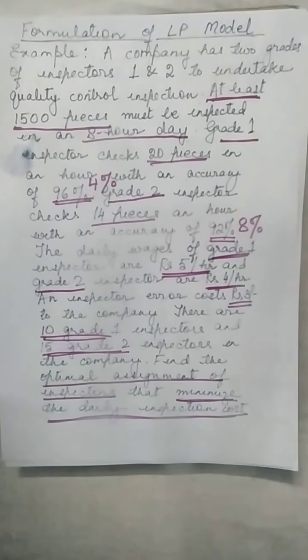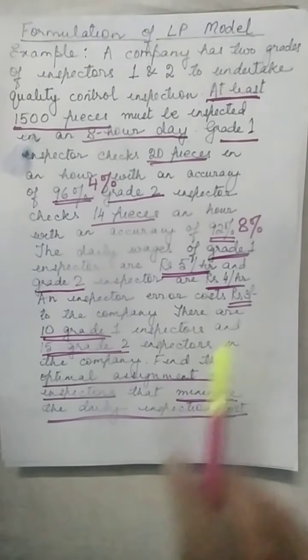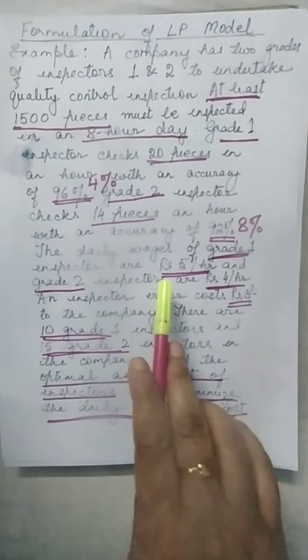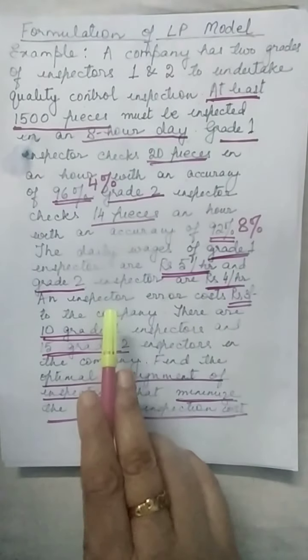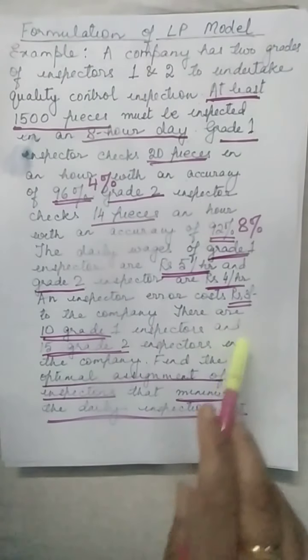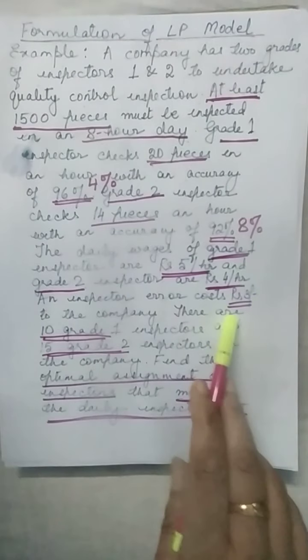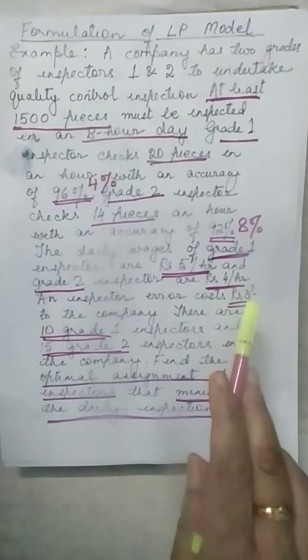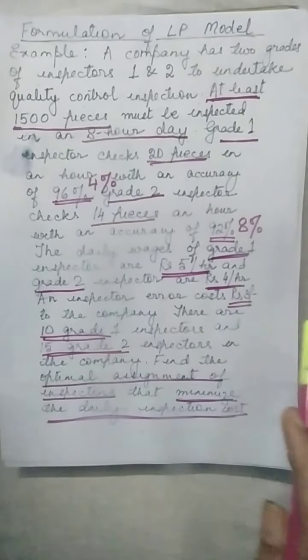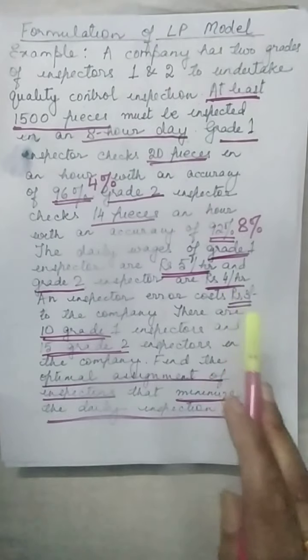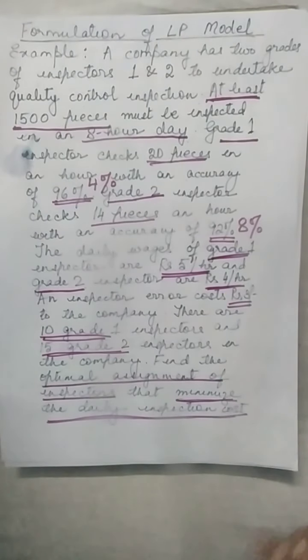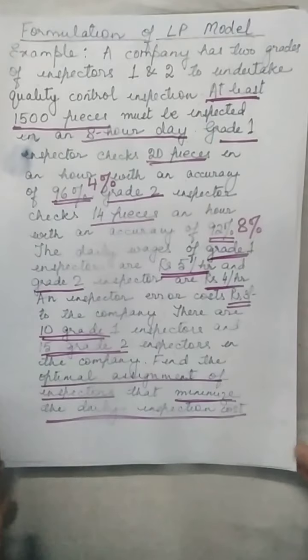Now, in this problem, what are the costs that we are bearing? We are bearing the cost of paying these inspectors at the rate of rupees 5 per hour and rupees 4 per hour, depending on whether they are grade 1 inspectors or grade 2 inspectors. If they make a mistake, we are bearing the cost of rupees 3 per mistake. So these are the costs we are bearing as far as inspection is concerned. So let us find out how we can minimize the daily inspection cost.